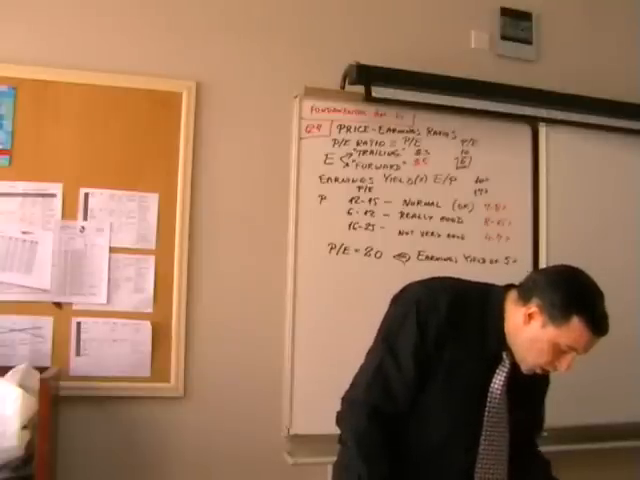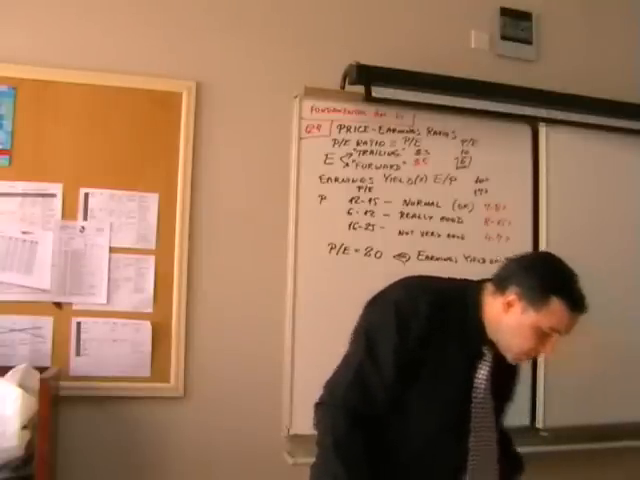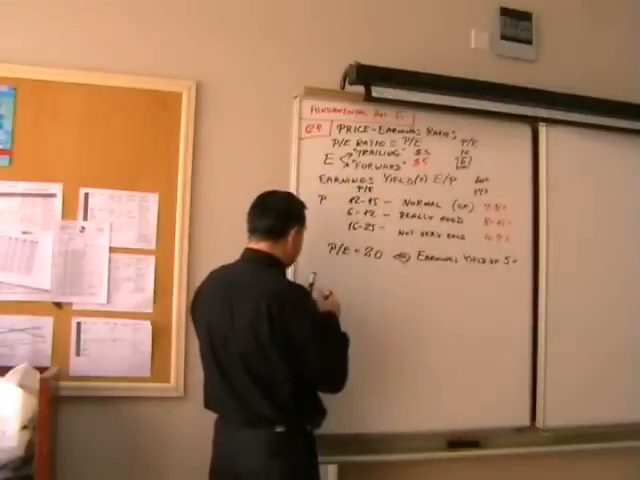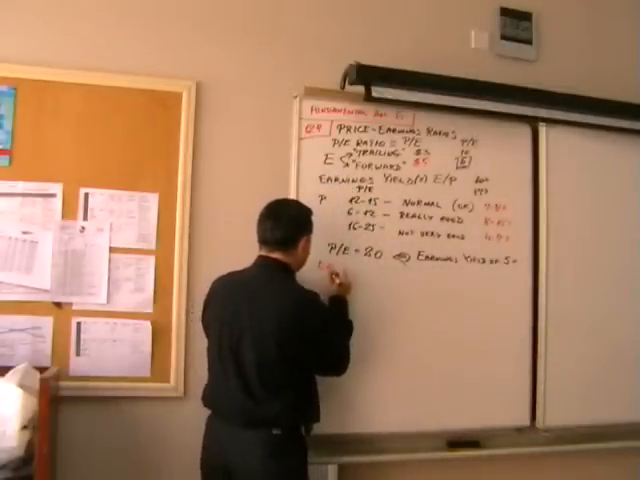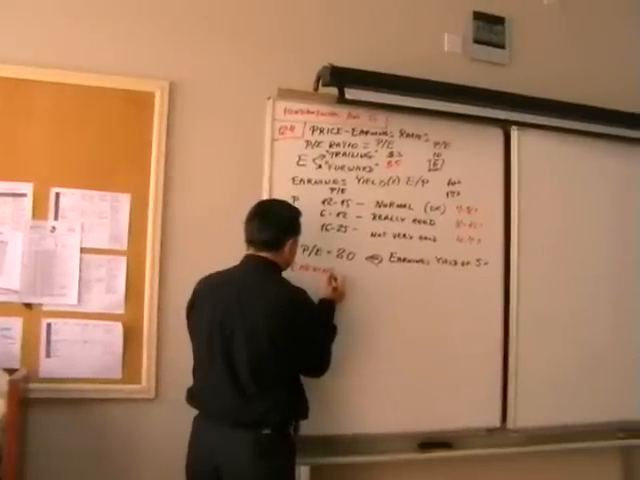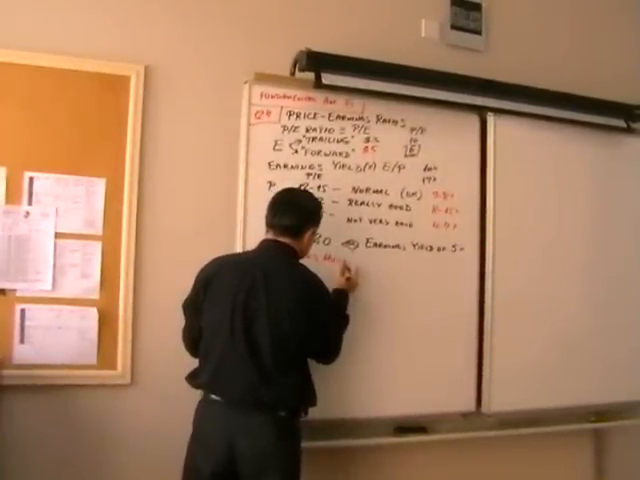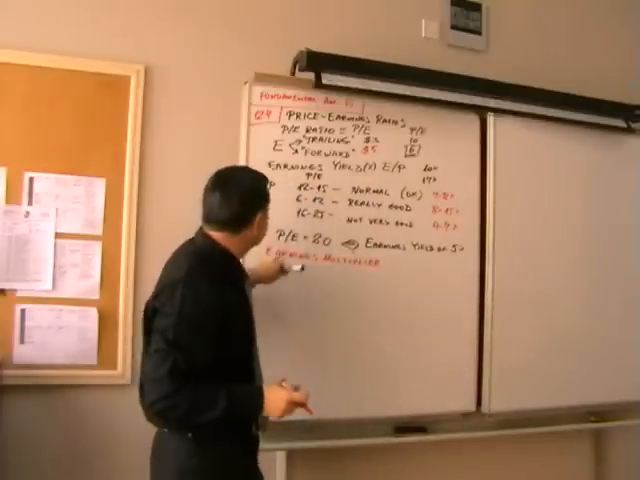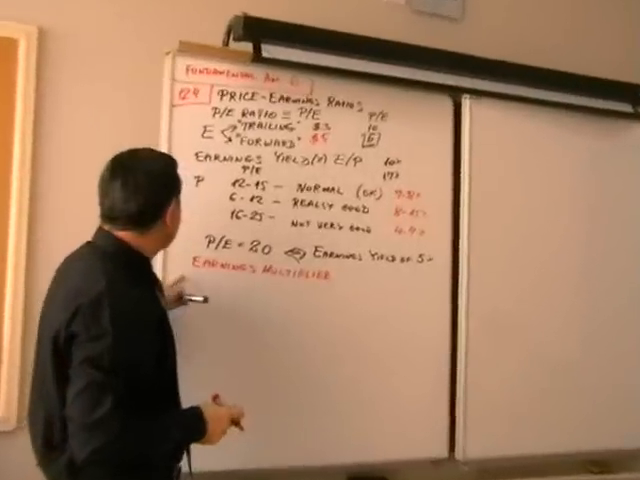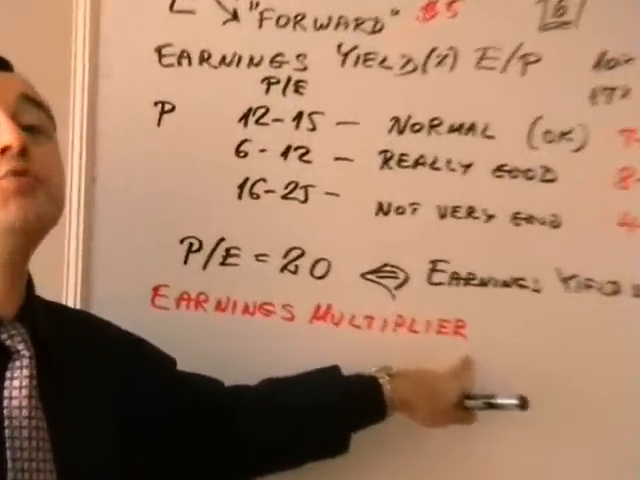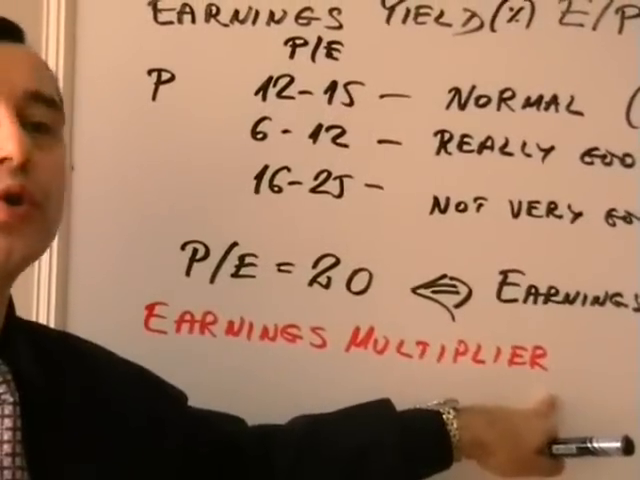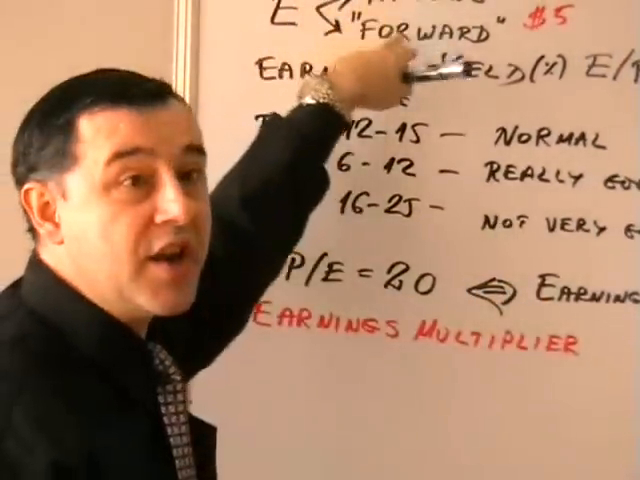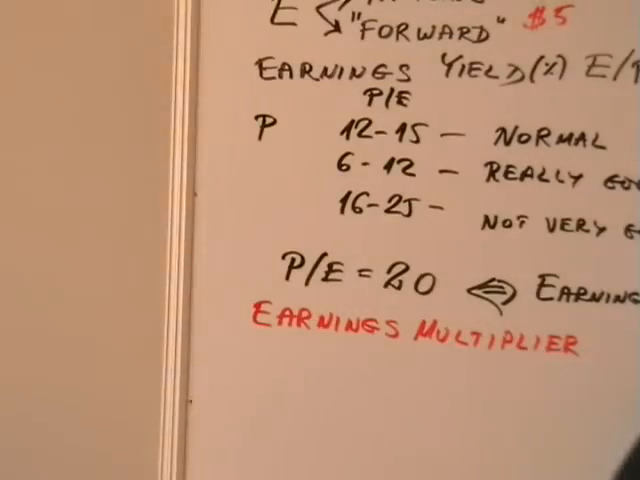All right, so, price earnings potential, it's called earnings multiplier. Earnings multiplier is essentially the price earnings ratio. Earnings multiplier is how much you multiply earnings in order to get the current price. Again, earnings could be trailing, could be forward. Alright.